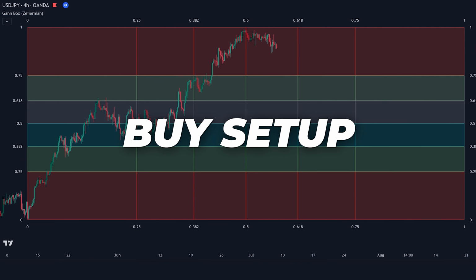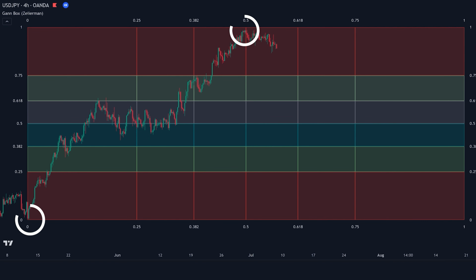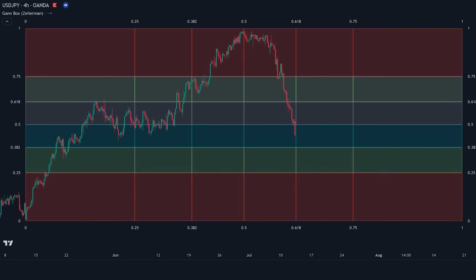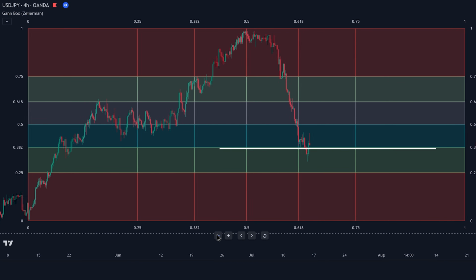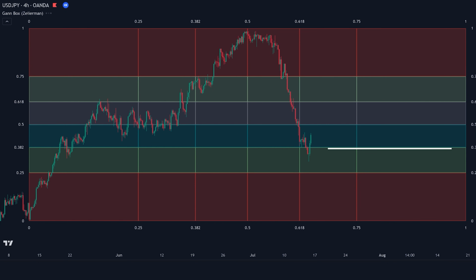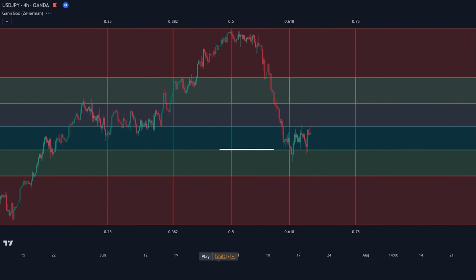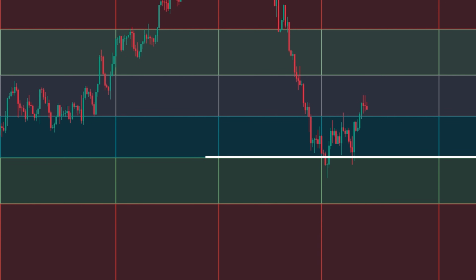Buy trade setup. The Gann Box identifies a swing low point and a swing high point, indicating that the trend is currently bullish. Next, you should wait for the price to retrace to the 0.5 or 0.382 levels. These levels should indicate potential support, and the price should be trading above them. Since all the components we currently have enabled are signaling a valid buy entry, and we can see that the 0.382 level is acting as support, let's enter into the position.